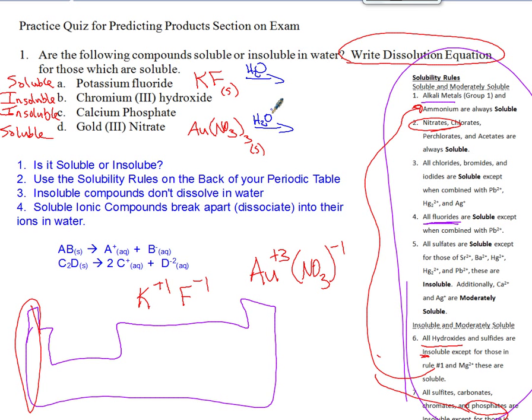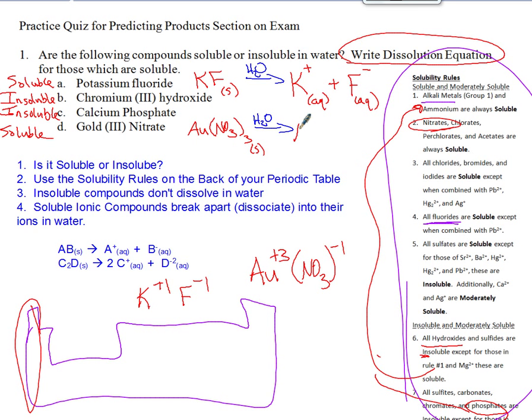When they get dumped into water, since they're soluble, they will break apart into their ions. So let's break these 2 apart into their ions. The potassium, +1, is now separated from the fluorine, -1. And now that they're in water, their state of matter is aqueous.